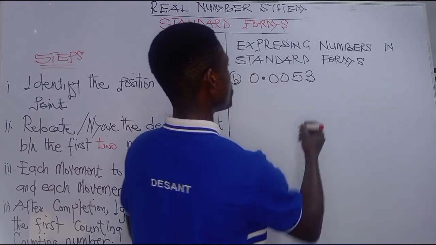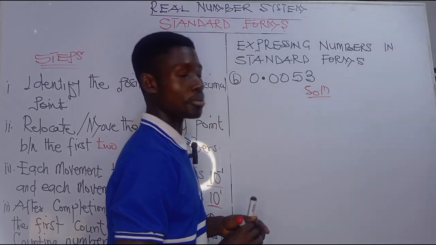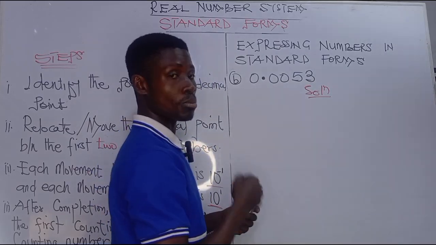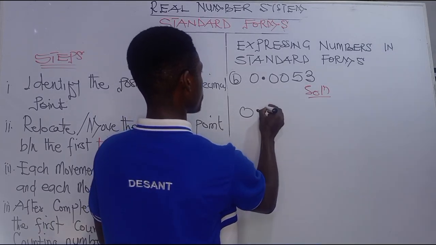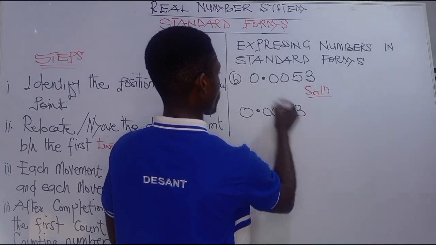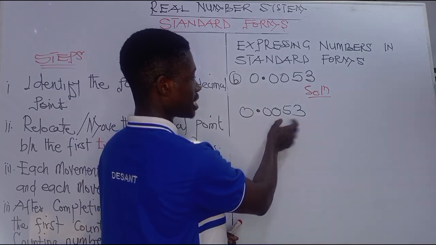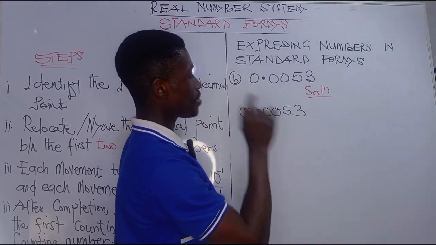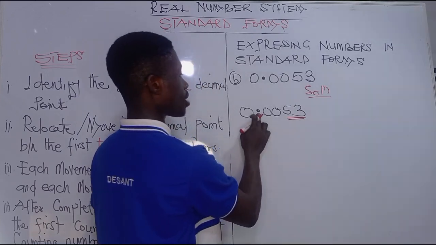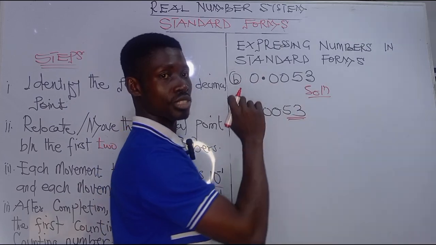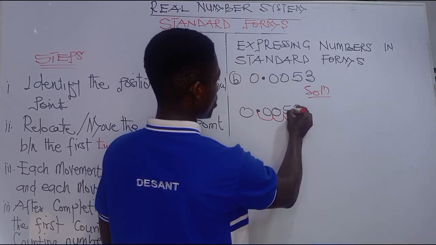So we have our second example. We have to express this number in a standard form. So first, we are going to identify the position of the decimal point. So we have, now this is the position of the decimal point, and then we move it so that it will be in between the first two natural numbers. So this is the first two natural numbers. So we are going to move the decimal point to this very place. So let's move it. We have 1, 2, and then 3.